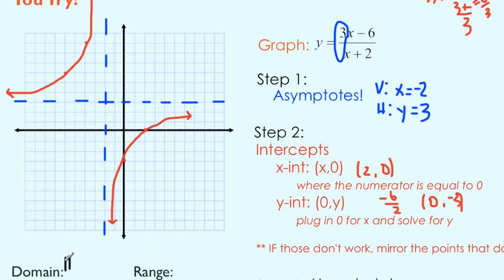All right. Our domain are all real numbers as long as it's not at the asymptote. So for domain, we're talking x values. My asymptote was at x equals negative 2, so it can't be at negative 2. Notice that I would put a number anywhere as long as it doesn't cross that line. Same thing with range, it absolutely cannot be at 3.